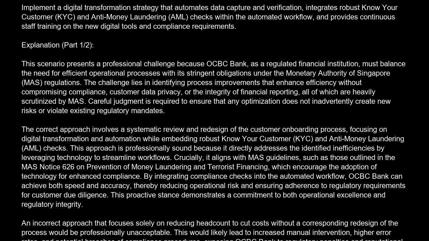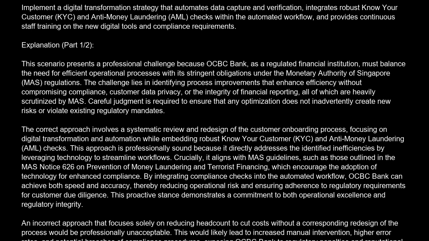The correct approach involves a systematic review and redesign of the customer onboarding process, focusing on digital transformation and automation while embedding robust Know Your Customer (KYC) and anti-money laundering (AML) checks. This approach is professionally sound because it directly addresses the identified inefficiencies by leveraging technology to streamline workflows. Crucially, it aligns with MAS guidelines, such as those outlined in the MAS Notice 626 on prevention of money laundering and terrorist financing, which encourage the adoption of technology for enhanced compliance.